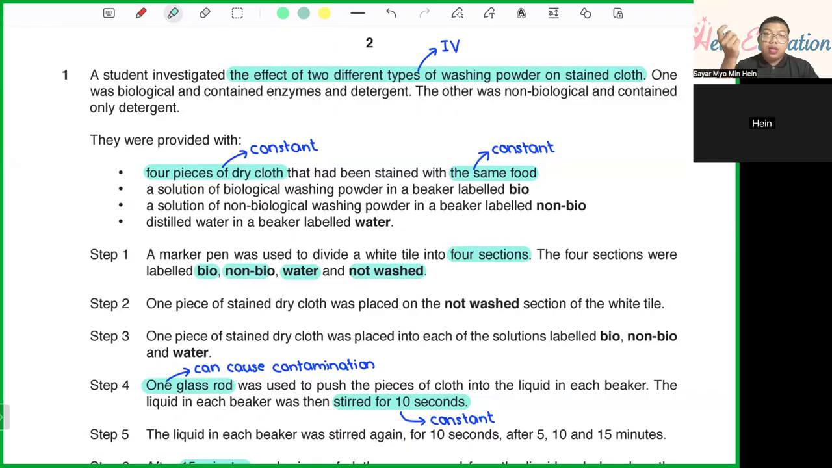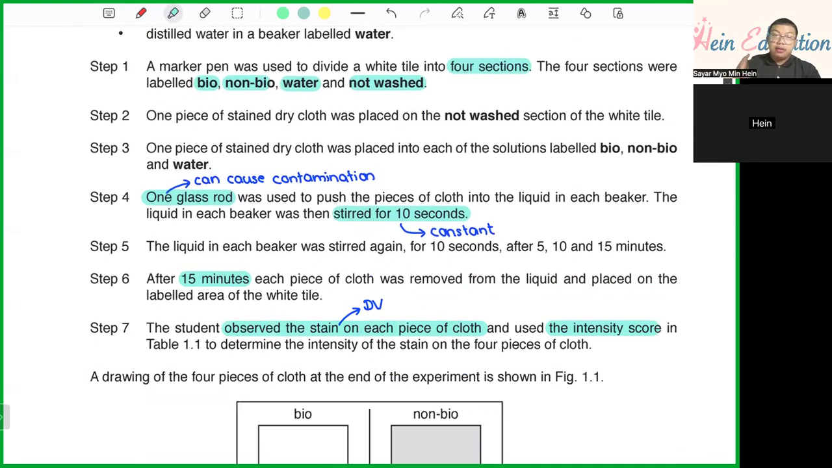And also the student was provided with 4 pieces of dry cloth. So this can be the constant that has been stained with the same food. This is very obvious. They mentioned same food. So it will be the constant variable. And they give a solution of biological washing powder, labeled as bio, and non-biological washing powder as non-bio, and also distilled water. And then a marker pen was used to divide a white tile into 4 sections. So 4 sections, each one will have bio, non-bio, water, and not washed. So a piece of stained dry cloth was placed on the non-washed section of the white tile, and the others were placed into each solution labeled bio, non-bio, and water.